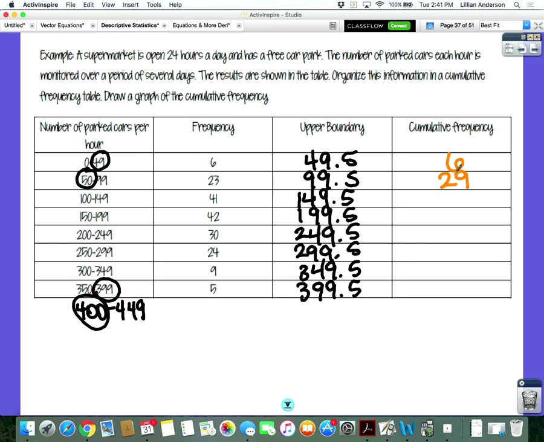And you continue. What is 29 plus 41? 70. What's 70 plus 42? 112. Again, we're doing this because it's asking for a cumulative frequency. So we take the previous frequency and we add the next one. What's the next? 142. The next one, 166. And then we're going to add 166 to 9 to get 175. And then we're going to add 5 to get 180. 180 basically represents the total frequency.